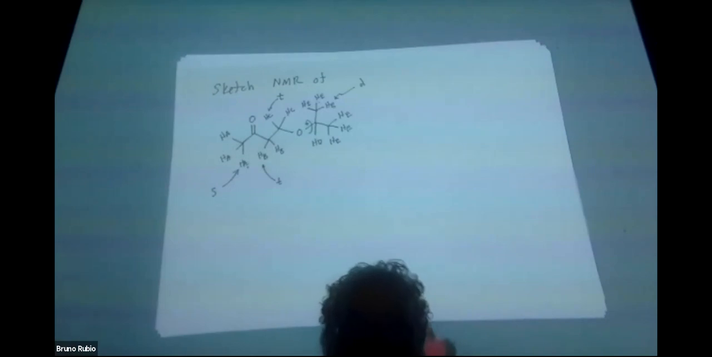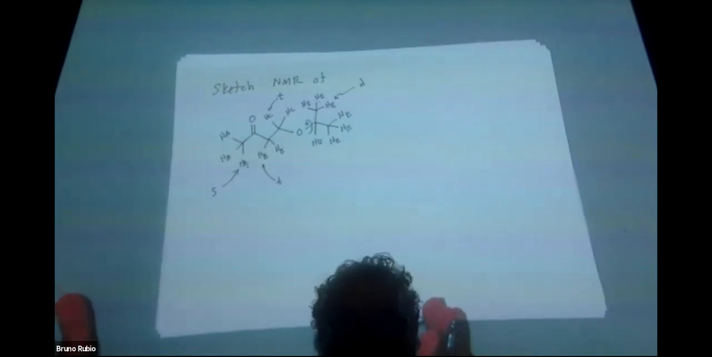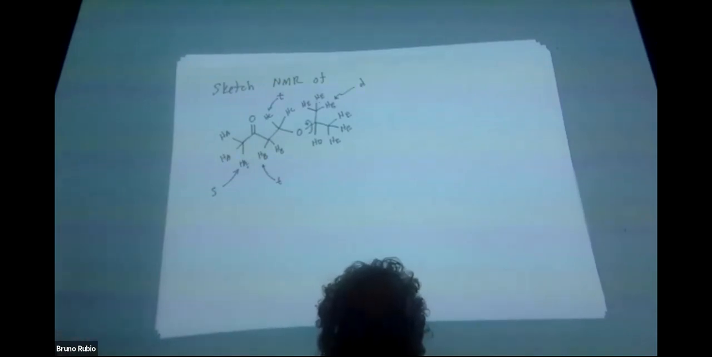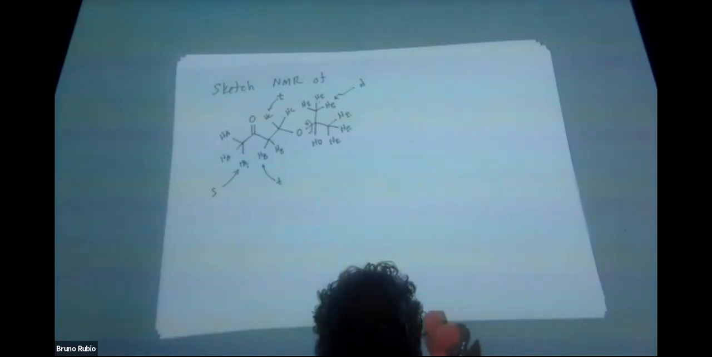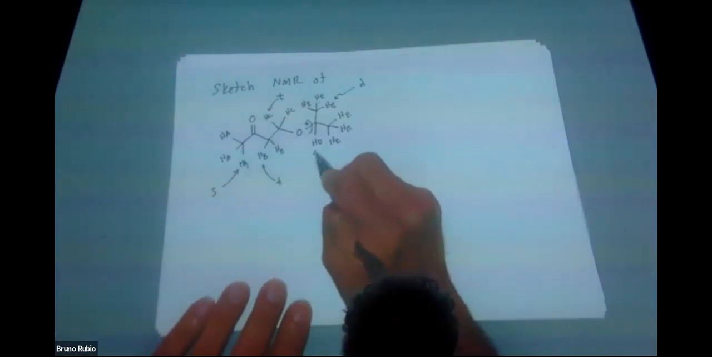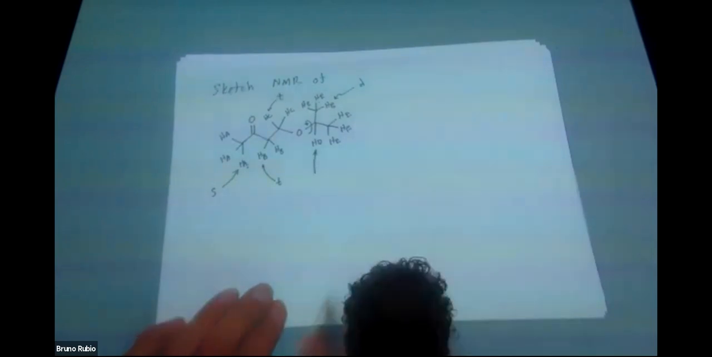Because every HE proton is 2 bonds away from another HE proton, no splitting. But every HE proton is 3 bonds away from 1 HD proton. N equals 1. 1 plus 1 is 2. It's a doublet. Okay, what about the splitting pattern of the HD?